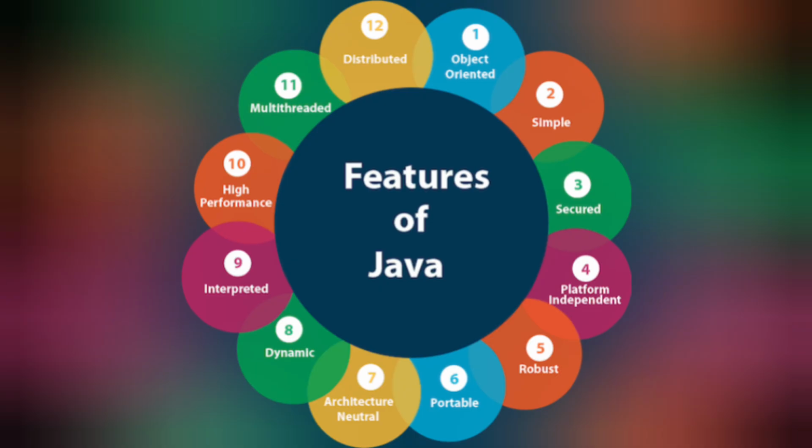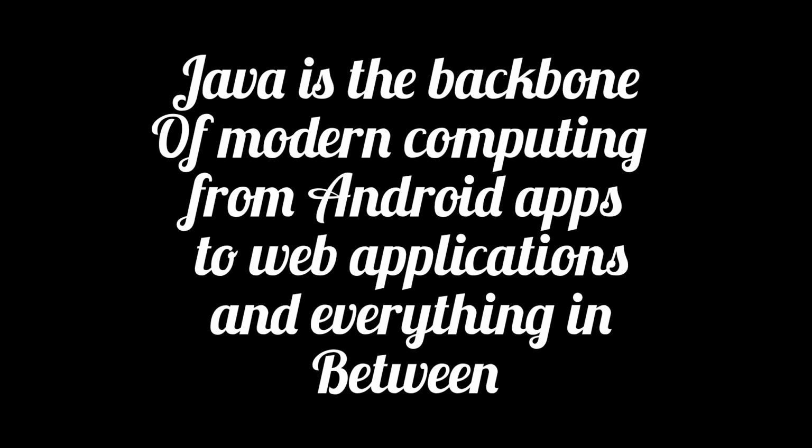So friends, these are some basic concepts of Java. Java is a very powerful language because of its features like high performance, interpreted, dynamic, portable, platform independent, secured, simple, and many more. Java is the backbone of modern computing, from Android apps to web applications and everything in between. So guys, these are some basic concepts in Java. There are many more concepts in Java programming language.